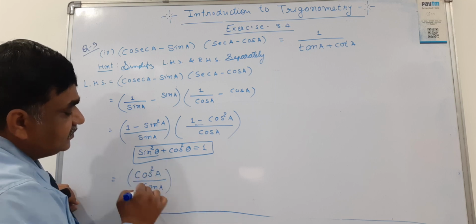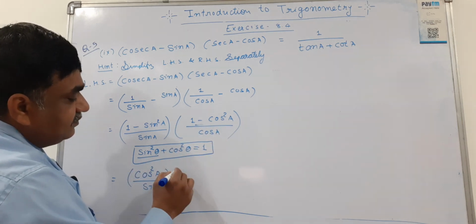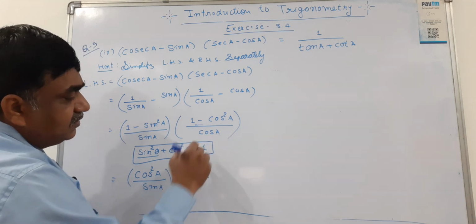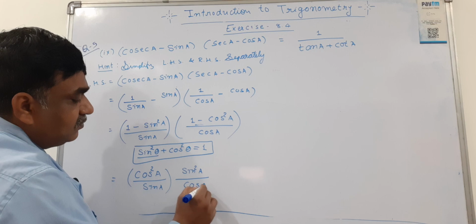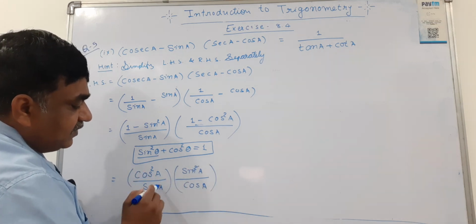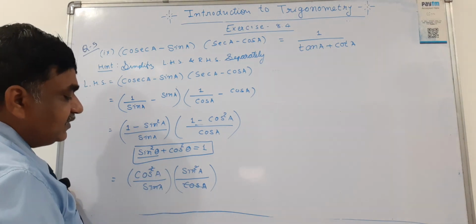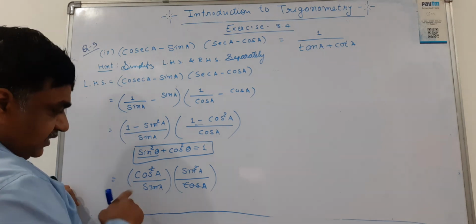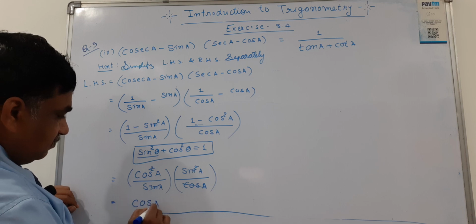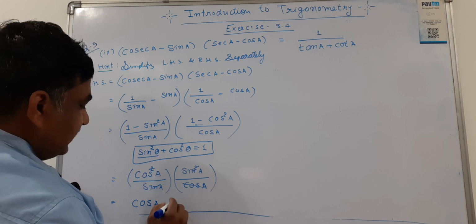Here in multiplication, 1 minus cos square A is what? Sin square A, in division cos A. So, these sin square and sin, and this extra cos and extra cos would nullify, and I would reach cos A into sin A.